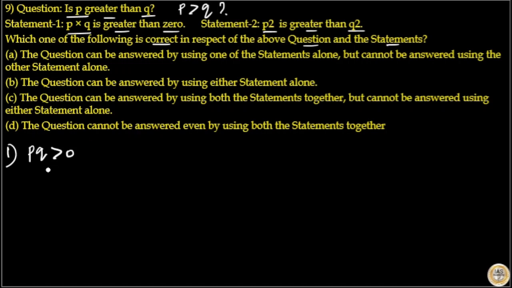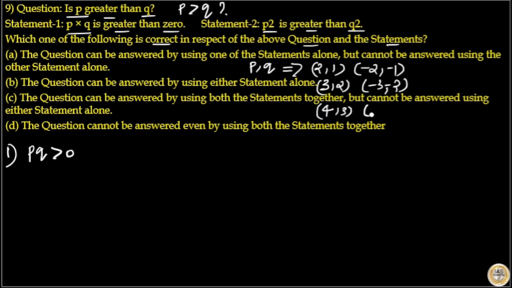So here I will take positive as well as negative numbers for P and Q values. Here if I take P and Q values as 2 and 1 and negative numbers as minus 2 and minus 1. Here you can also use P and Q values as 3 and 2 and negative numbers as minus 3 and minus 2. Also here you can use 4 and 3 or minus 4 and minus 3 and so on.